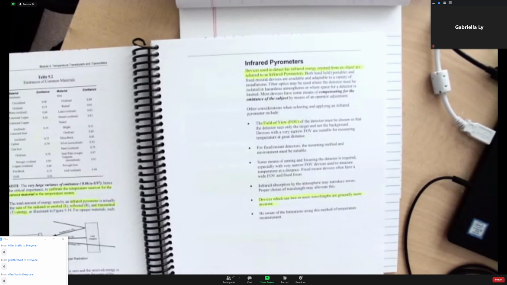So if they ask you why you have to disconnect a transducer or sensor from the circuit, it's to isolate them so they're not going to affect your measurement. Okay, so that's module 5. Any questions? Should we go to module 6 now?